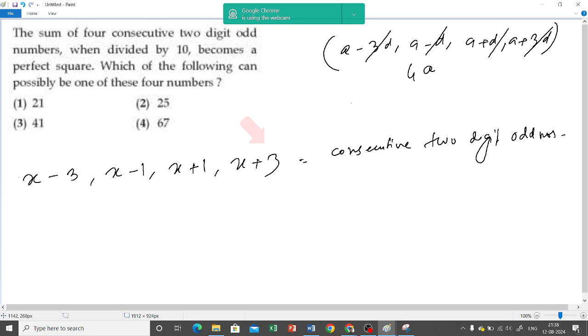In AP, if it is given that three numbers are in AP, then how do we take it? A minus D, A, A plus D. This is how we take it, so that when we add, the D's will get cancelled out. So this is a case of this.